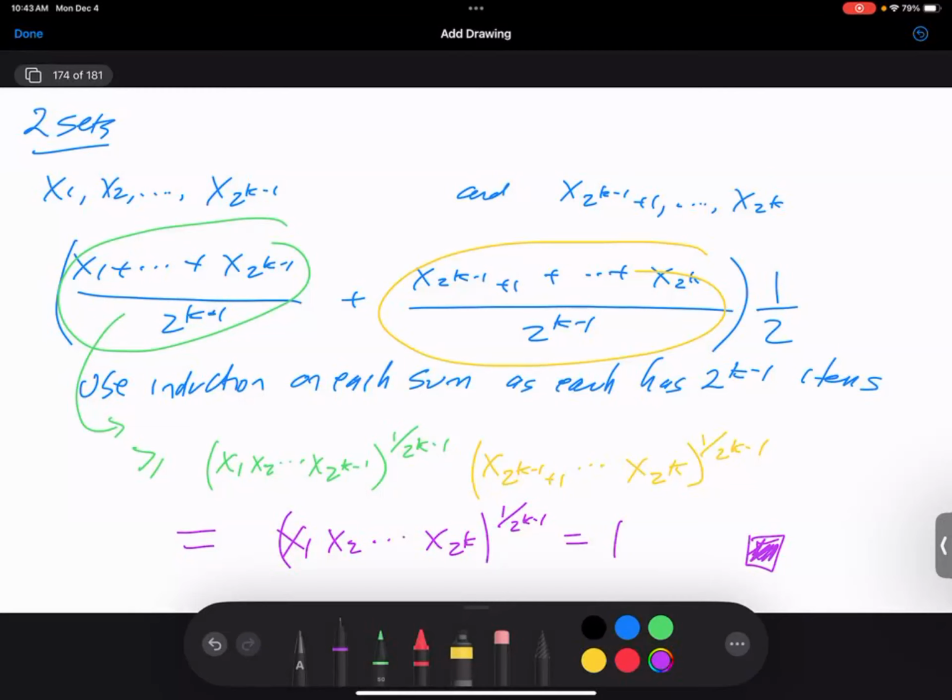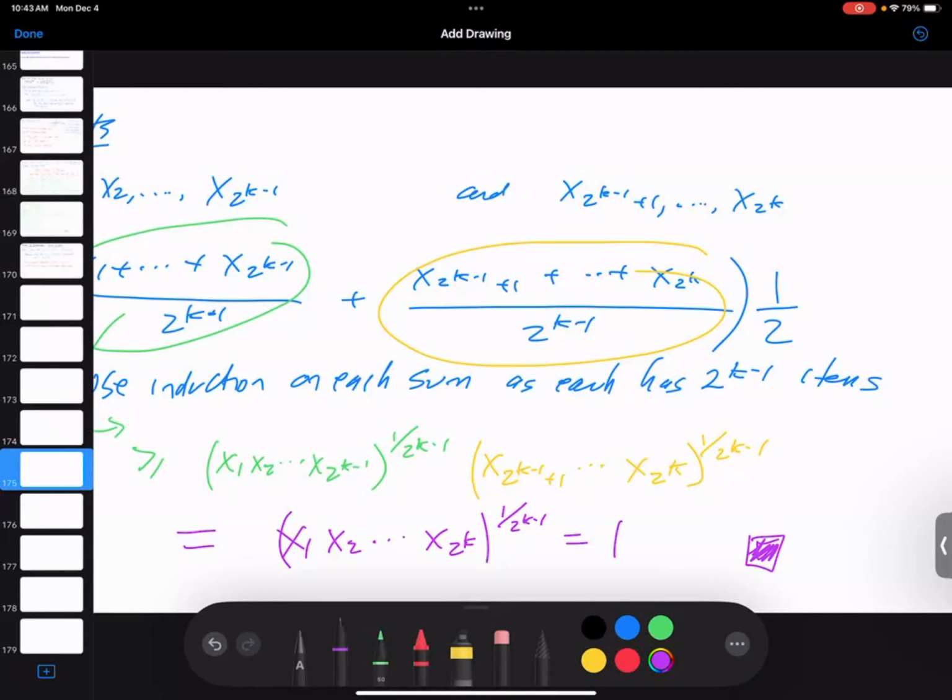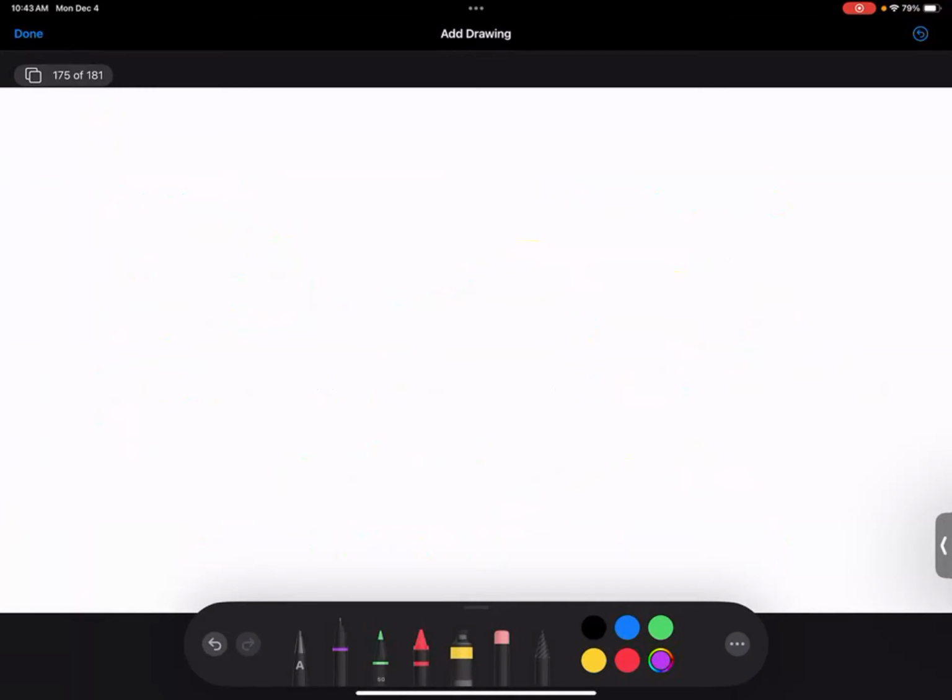So there's a lot of really good ideas here. The problem is we've not proved this for all n. We've only proved this for n that are powers of 2. So now we have to fill in the remaining.